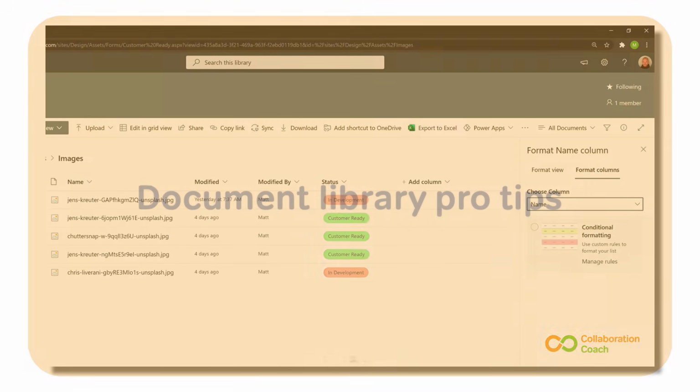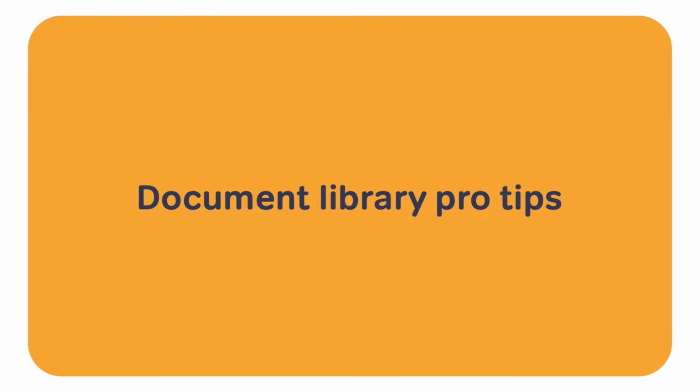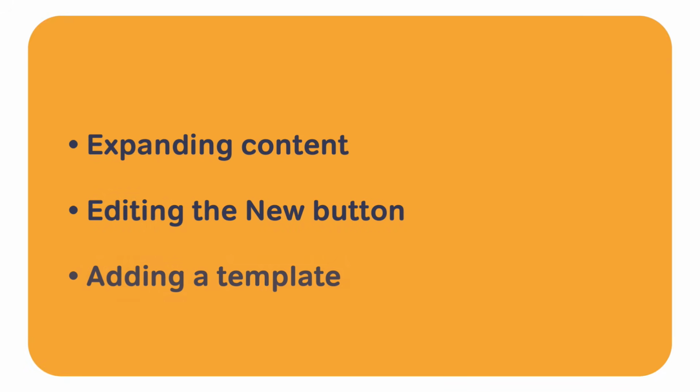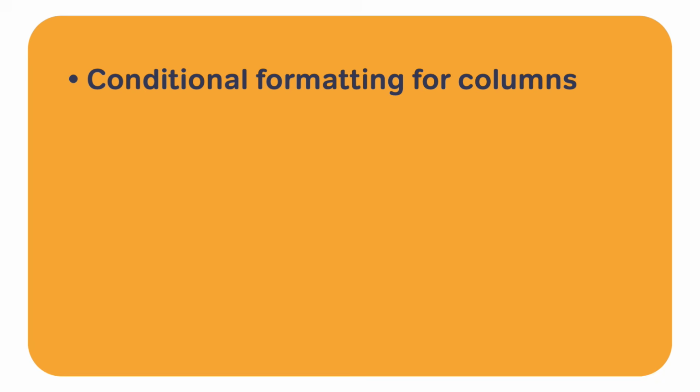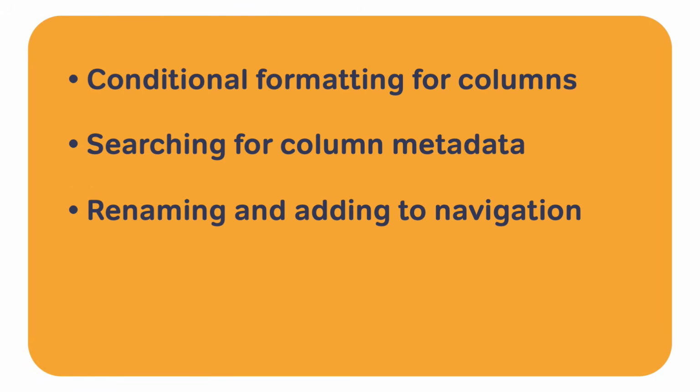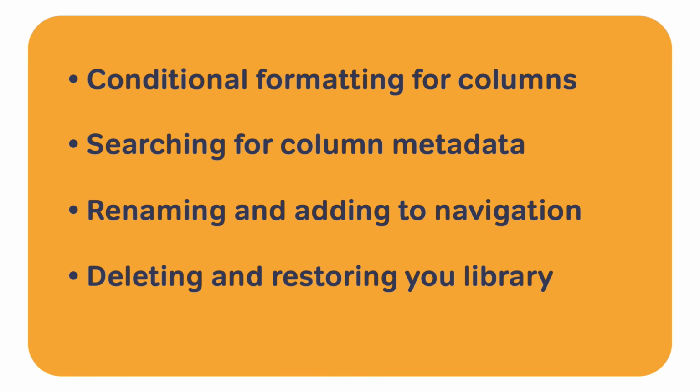Here comes a lesson. I'm going to give you some tips and tricks that not everyone knows about and will help you when you're working with document libraries and set you apart from everyone else as a true SharePoint champion. These are the tips I'm going to show you. Expanding content, editing the new button and adding a template, conditional formatting on your columns, searching for column metadata, renaming and adding to navigation, and deleting and restoring your library. So let's get into it.